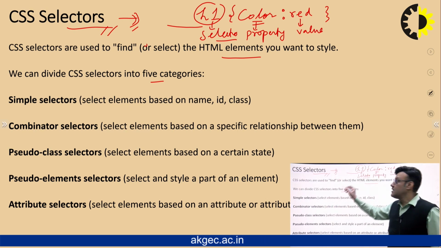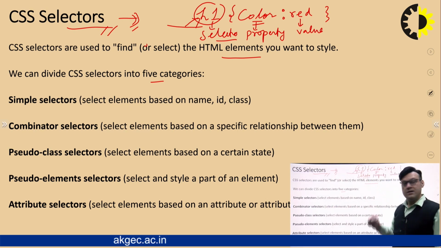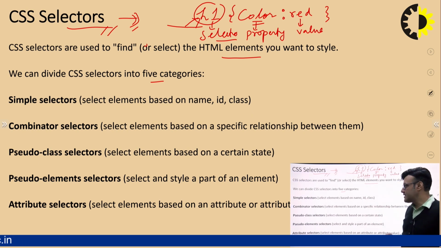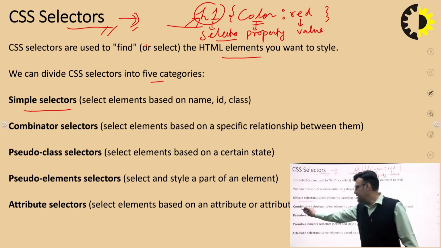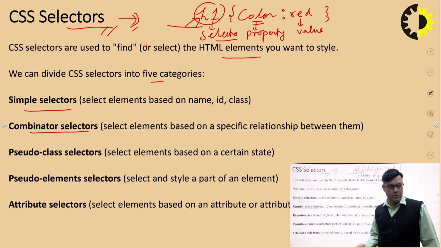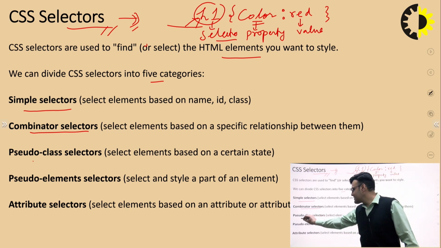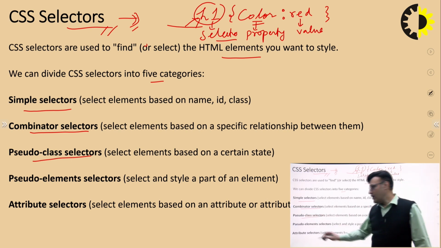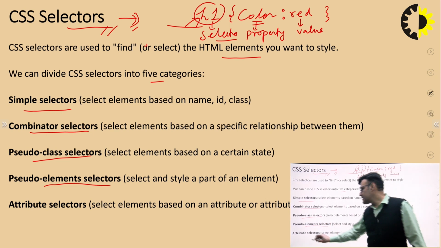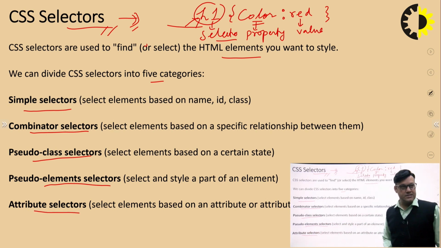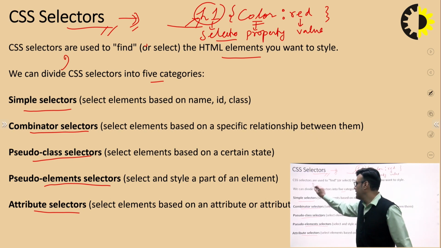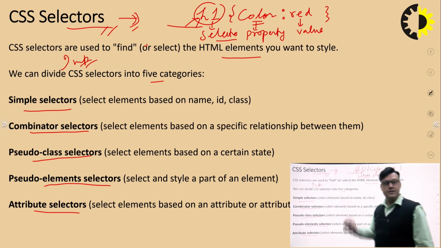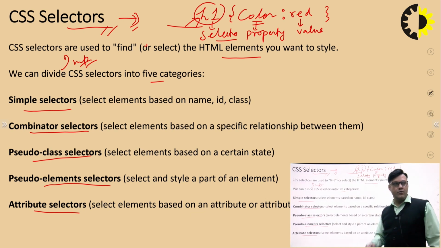We can divide the CSS selector into 5 categories. There are 5 ways in which I can write these selectors. Number 1 is simple selector, combinator selector, which is a combination of more than one, pseudo class selector, pseudo element selector, and lastly attribute selectors. These are the 5 categories. This is important from the interview point of view or examination point of view.